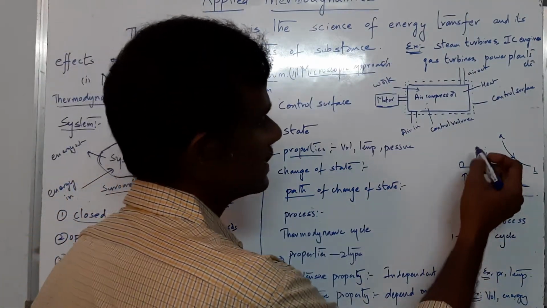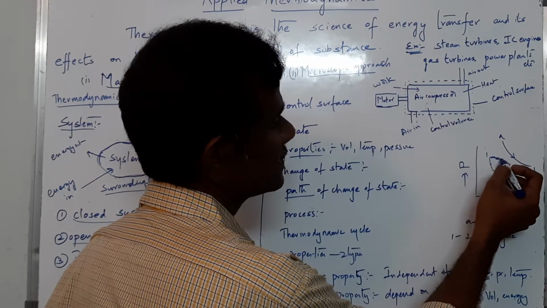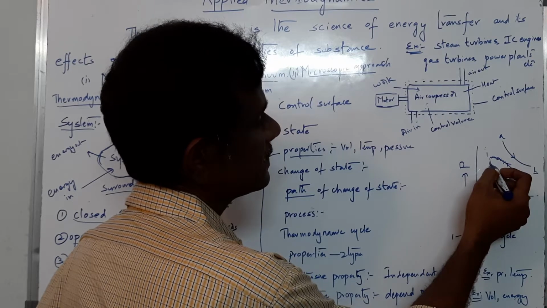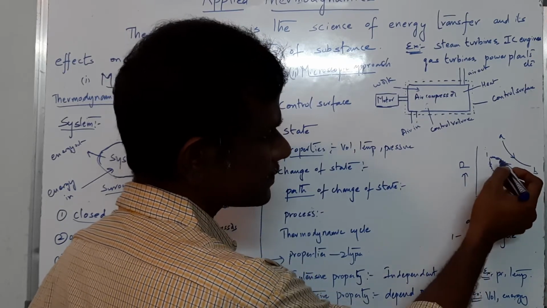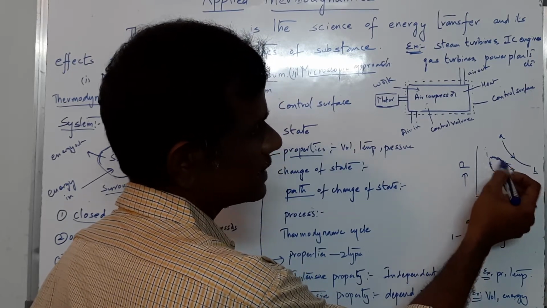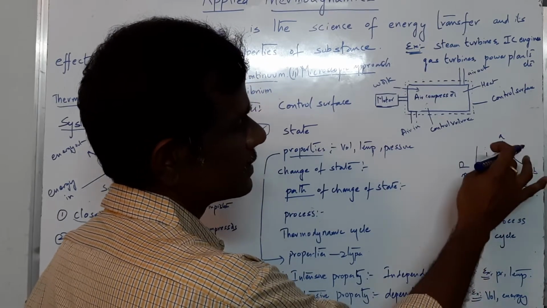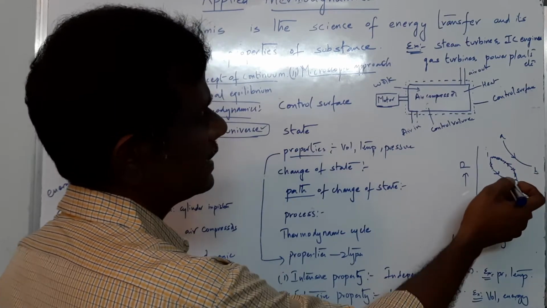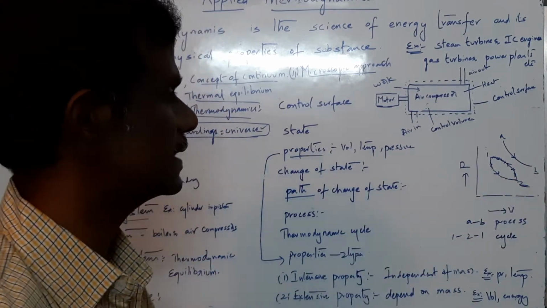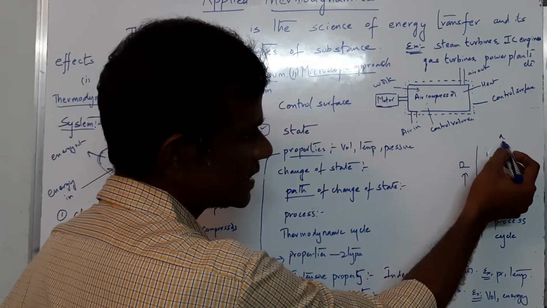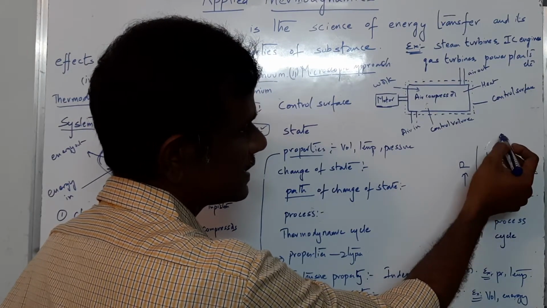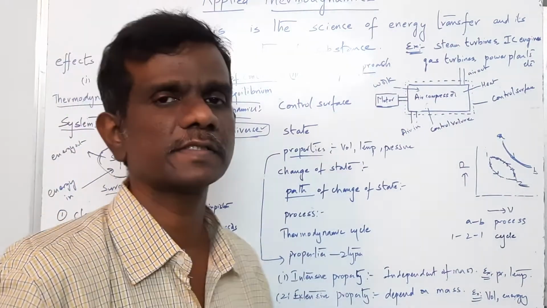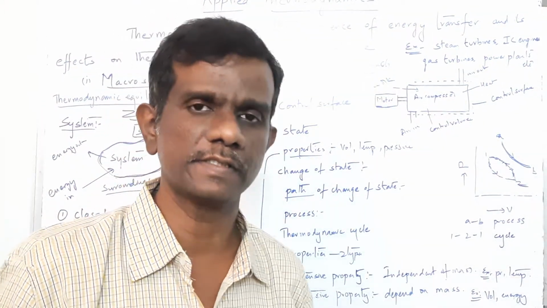Path of change of state. Let us see this one. Listen carefully. The succession of states passed through by a system in the change of state is called the path of change of state. If the path is completely specified, let us take the best example here, starting from A to B, it is called a process. Why are we going to discuss process?